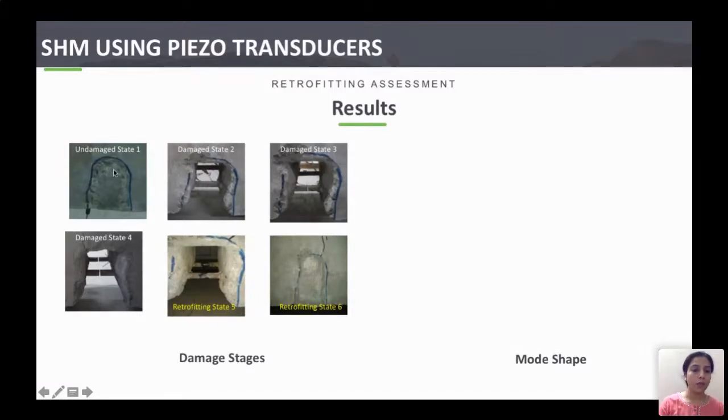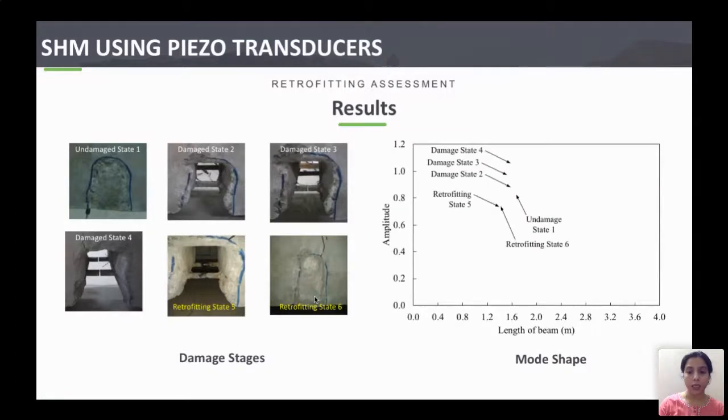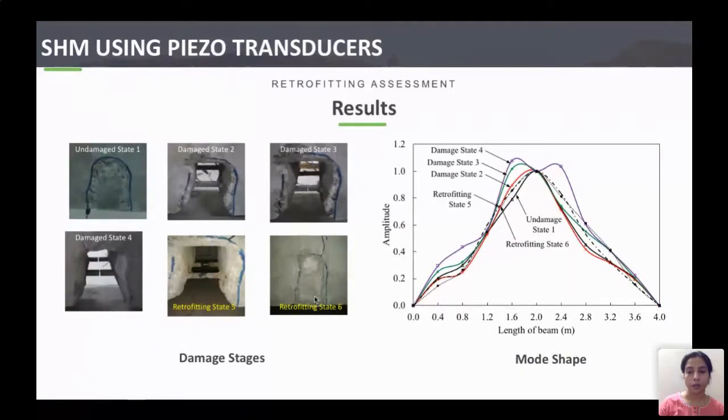In the first level of damage, we removed the concrete. In the second level, we cut the first reinforcement and the second reinforcement, and then we welded the two in the retrofitting stage, and then we put the concrete back in the final retrofitting stage. We monitored the mode shape of the beam. In the first and second damage stages, it was rising upward because of the reduction in the EI values, and then it again reached back, in the retrofitting stage, near its undamaged state.